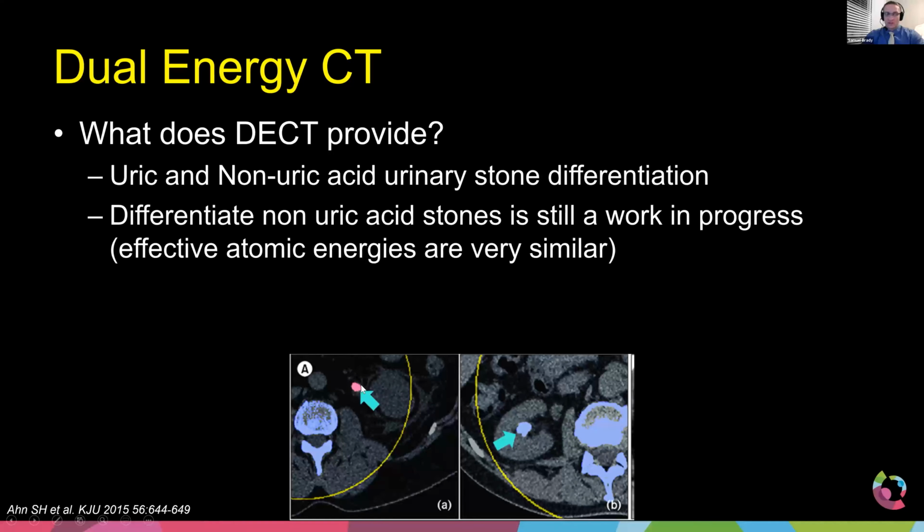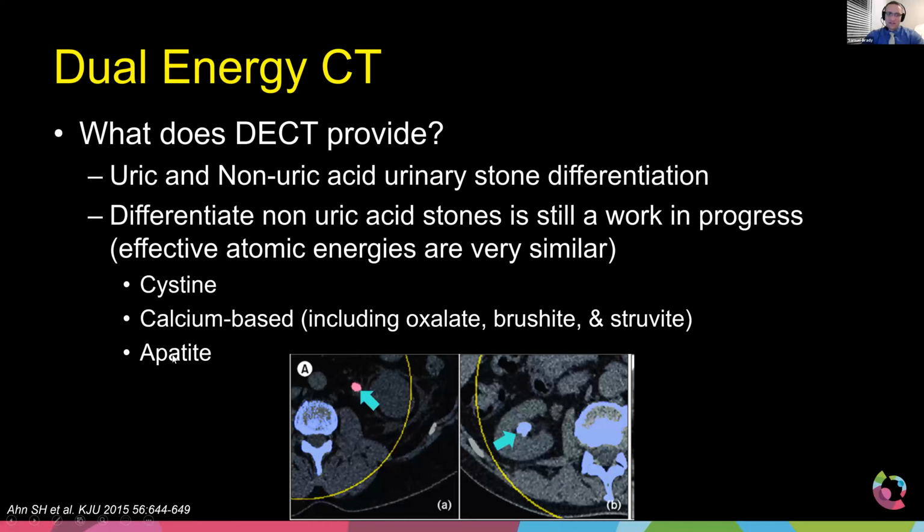Distinguishing between the two is very easy. Well, I would say very easy. It's highly accurate. But differentiating the different types of non-uric acid stones is still kind of a work in progress. The problem is when you look at these various different types of non-uric acid stones, they all basically have the same effective atomic number. And therefore, they basically have the same attenuation pattern. So when it comes to this stone identification, we're really looking at the difference between, is it uric or non-uric?